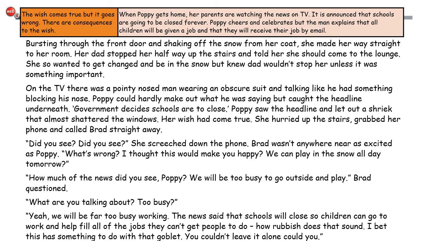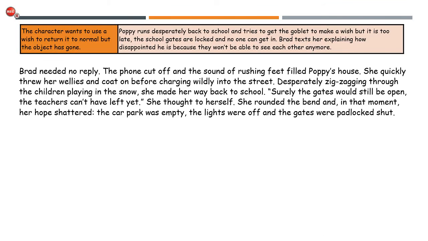So here we're building up character more. As you can see, Brad knows about Poppy's inquisitiveness and he's questioned her, and I think he knows that she's made a mistake. So how is Poppy going to react to this?